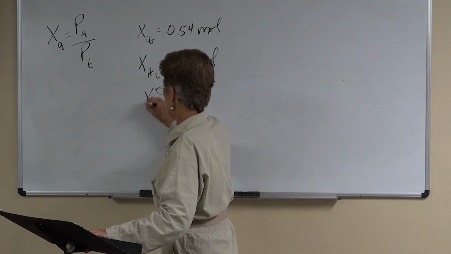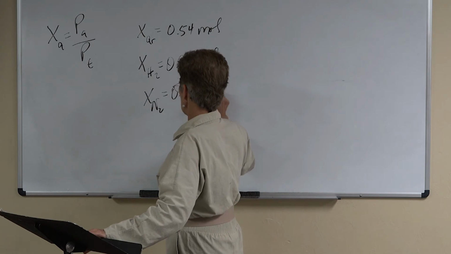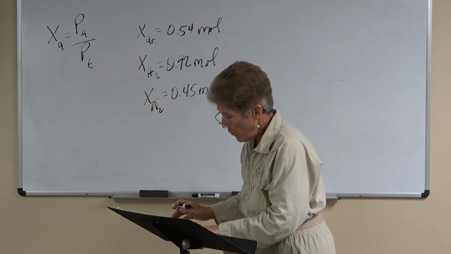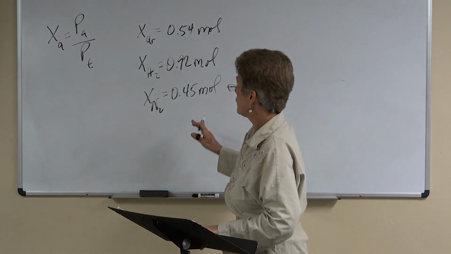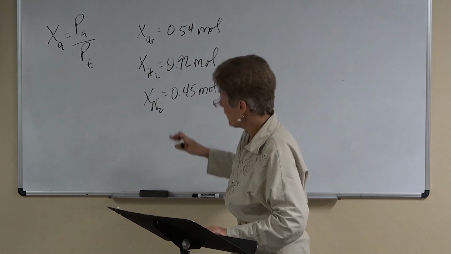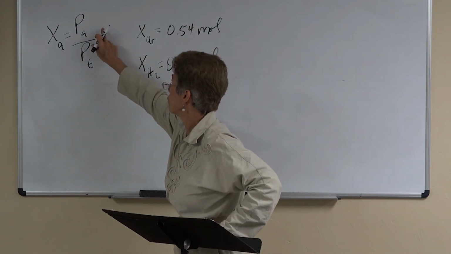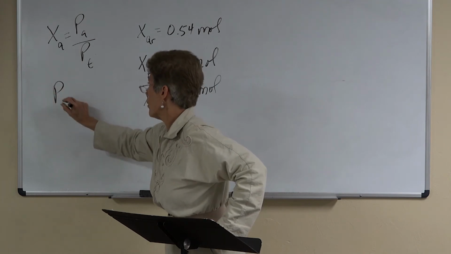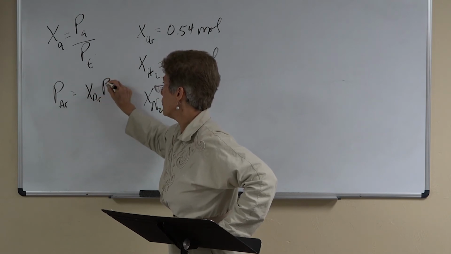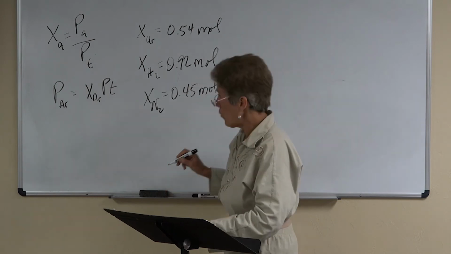For nitrogen gas, it's 0.45 moles. Okay, so first we need to find the total pressure. And so we do that by converting, we want to find the mole fraction. And so for argon, it would be the mole fraction times the pressure total. And we're told that the pressure total equals 5.1 atmospheres.